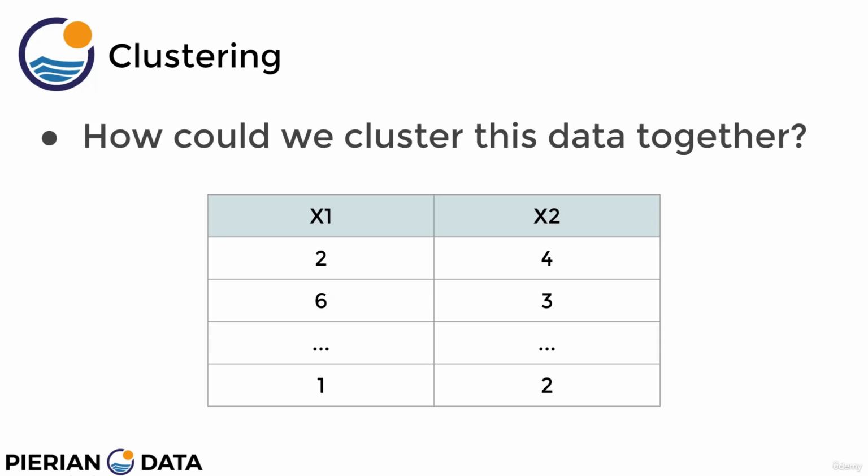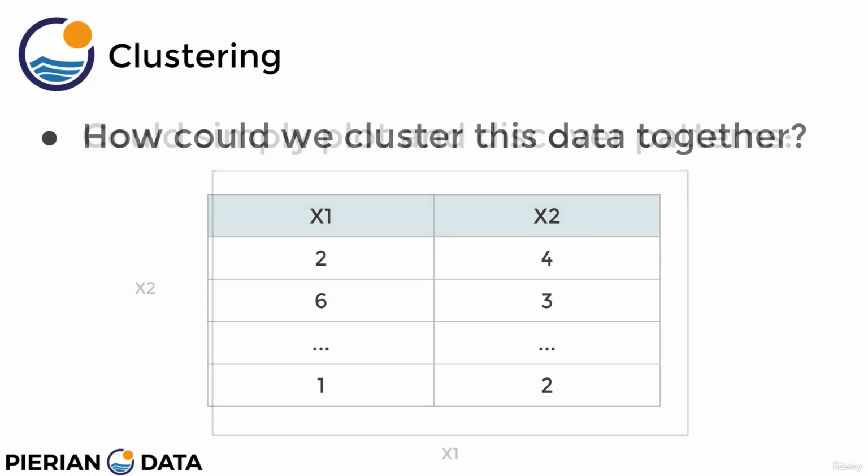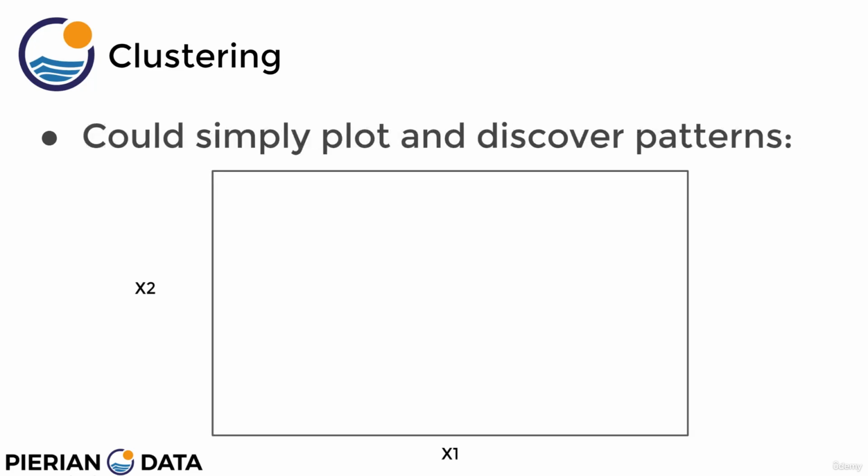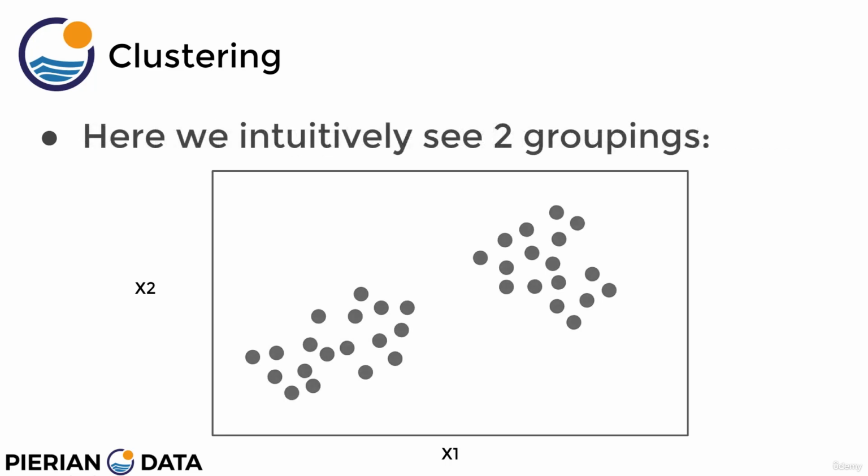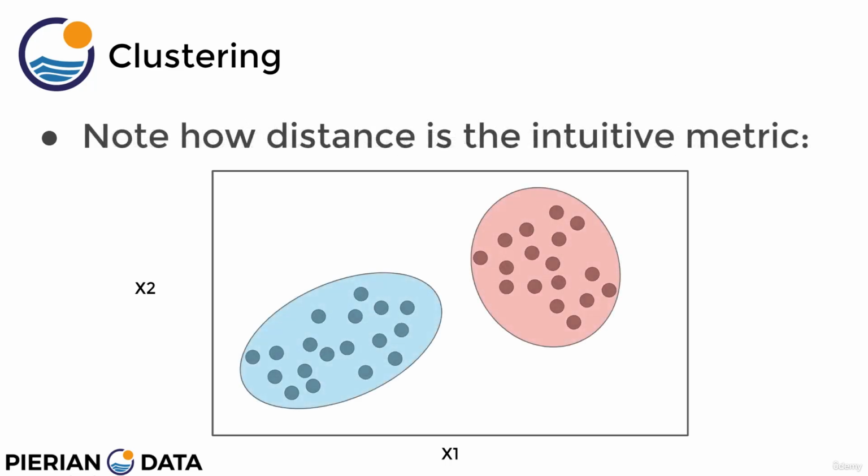A really simple idea would just be to plot this out and see if we can identify groupings. If we plot this out, x1 versus x2, perhaps we discover the patterns. Here, intuitively, I see two groupings. I can see the one towards the lower left and the other one towards the upper right. But keep in mind, I don't actually know for 100% fact that these are two separate groups.